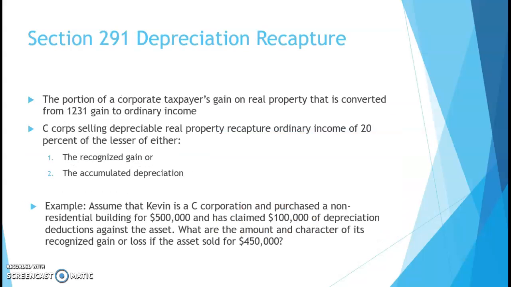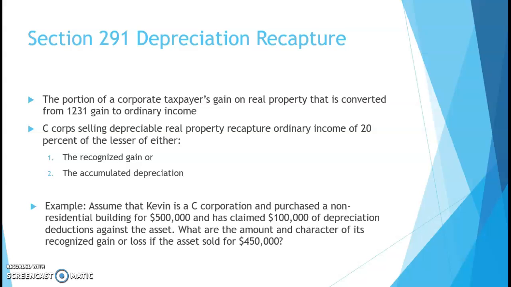As a result of that last statement, there is a section 291, which is depreciation recapture, and this is more geared towards C corporations. The definition of 291 is the portion of a corporate taxpayer's gain on real property that is converted from a 1231 gain to ordinary income. C corporations selling depreciable real property capture ordinary income of 20% of the lesser of either 1, the recognized gain, or 2, the accumulated depreciation. So it'll be kind of similar to a 1245, with the difference of taking 20% of either the gain or accumulated depreciation. So let's go to an example.